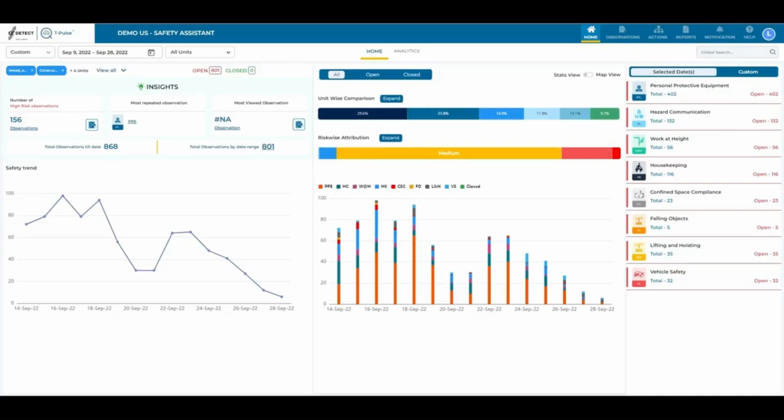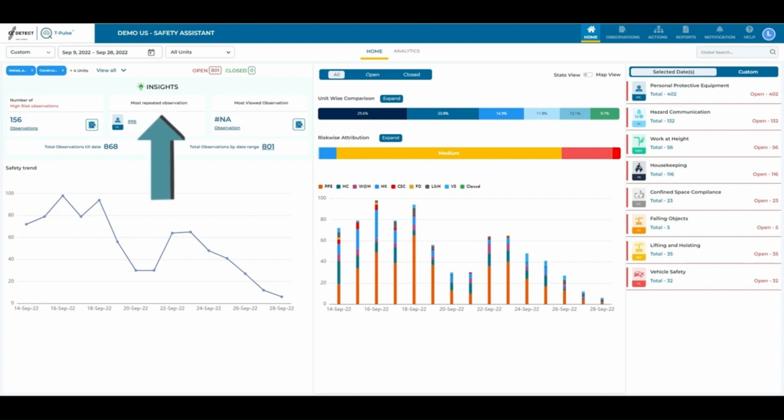This is the landing page for the TPulse platform. The landing page is divided into 3 sections. The section to the left contains the date range of interest. Below that, you'll see the number of open observations and the number of closed observations. Then you'll have the number of observations that are of critical interest. These observations should be given critical attention as they are trending toward an incident or injury.